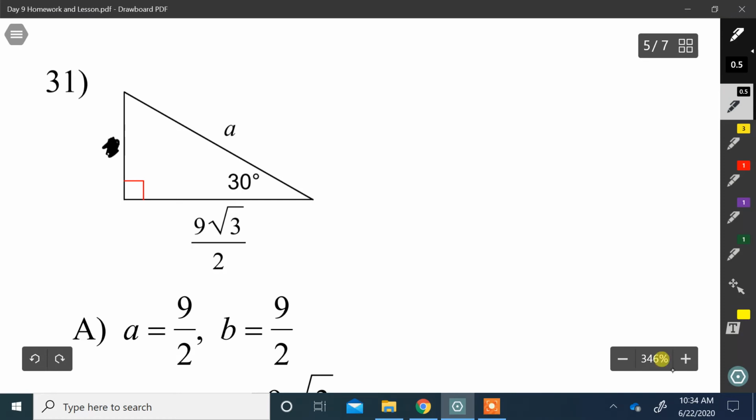Forget about this and this. This tends to confuse people. But let's label this angle here. Remember, a 30-60-90 special triangle here. I'm going to draw it on the side here.